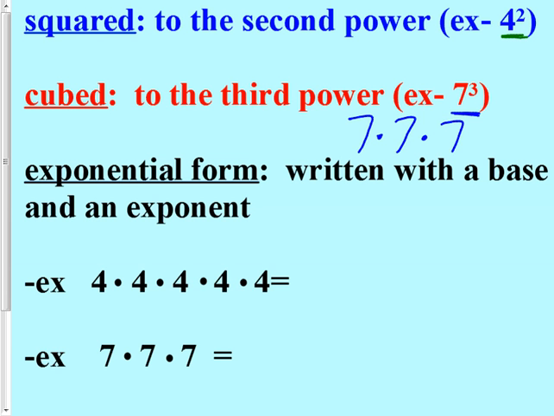Then the next piece of vocabulary we need to know is exponential form. Exponential form means we take a multiplication problem and we rewrite it using a base and an exponent. So in our examples here, 4 times 4 times 4 times 4 times 4. We could rewrite this with a base of 4 because 4 is what's being multiplied, and it's 4 to the 5th power. 1, 2, 3, 4, 5, because 4 is being multiplied by itself 5 times. The next one is an example of 7 cubed. 7 is being multiplied by itself 1, 2, 3 times.